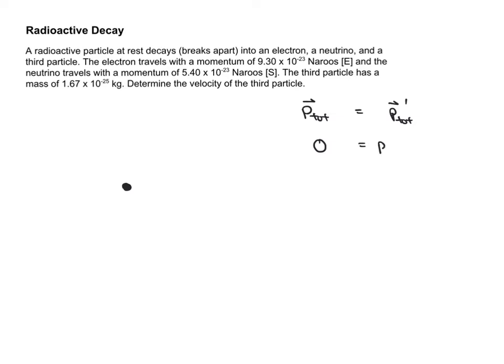So I'm going to say momentum of E for the electron after the collision, plus momentum of N, the neutrino. Yeah, I'll use N. And then the momentum of the third particle, I'll just say 3. Okay, so that's the conservation of momentum right there. And we're actually given 2 of the momentums out of the 3. We have to find the third velocity.